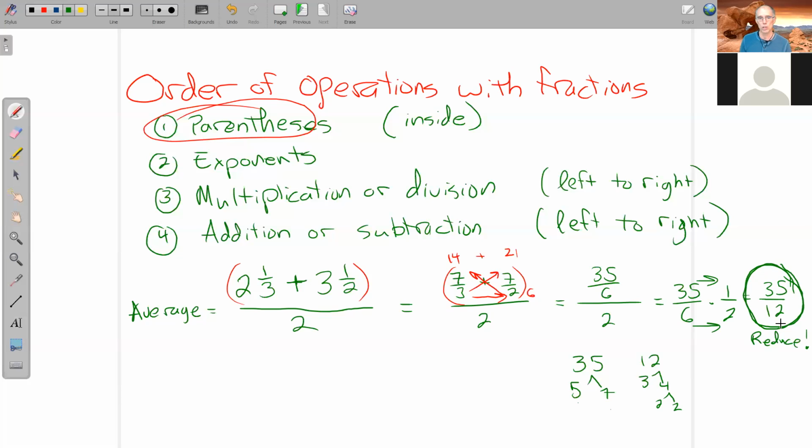So that 35/12 is the average of 2 1/3 and 3 1/2. Now some people might look at that and say, well, it's not a mixed number. So what? It doesn't have to be. If you're dying for a mixed number, then divide 12 into 35 for an alternative answer. Let's see, twice but not 3 times. 24, remainder is 11. So another way to state the average in addition to 35/12 would be 2 and 11/12, the number in the middle of those 2 fractions right there.